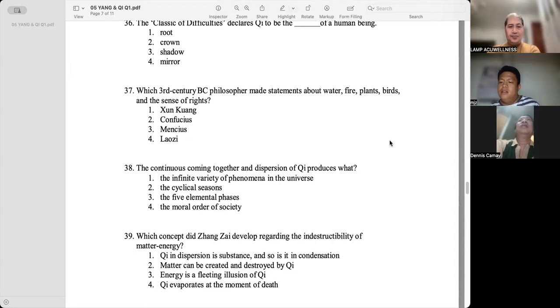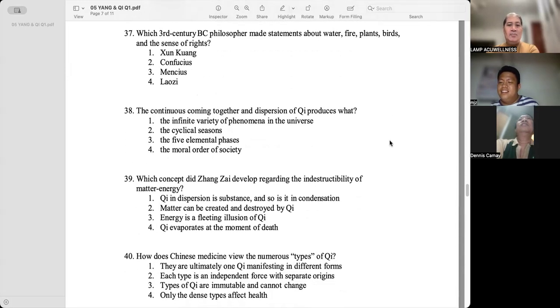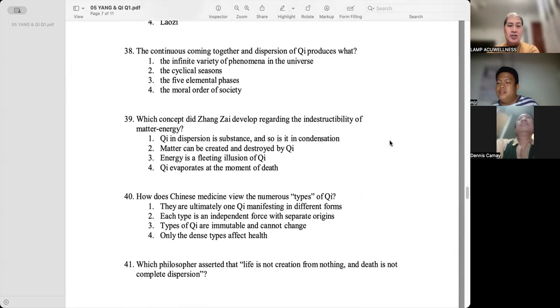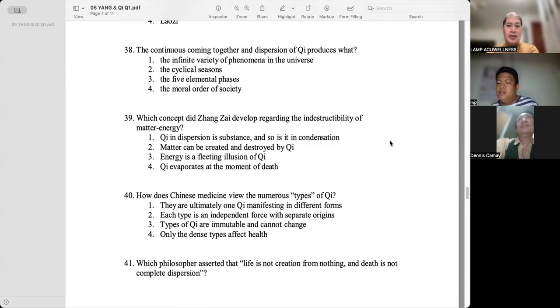Which 3rd century BC philosopher made statements about water, fire, plants, birds, and the sense of rights? Xun Zi. The continuous coming together and dispersion of qi produces what? The infinite variety of phenomena in the universe. Which concept did Zhang Cai develop regarding the indestructibility of matter energy?